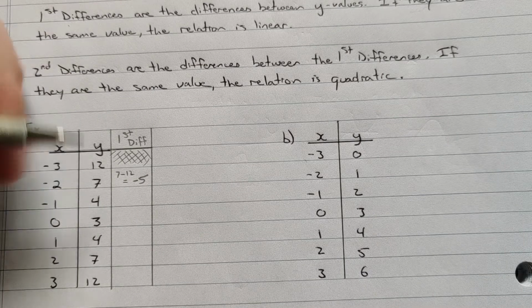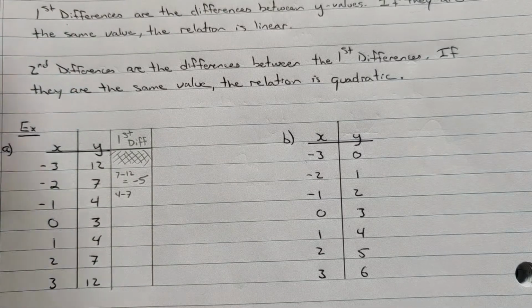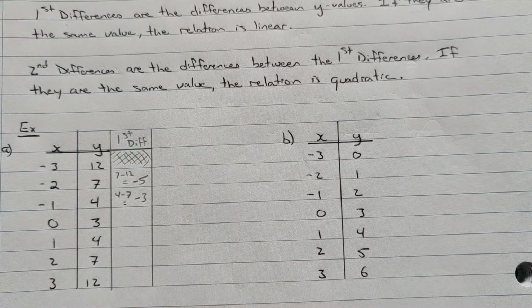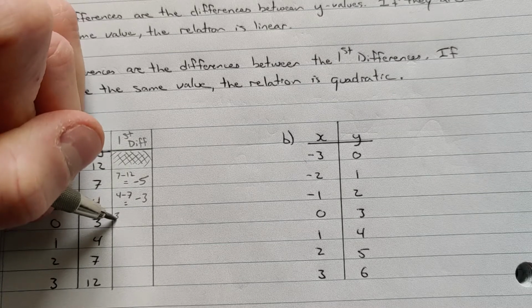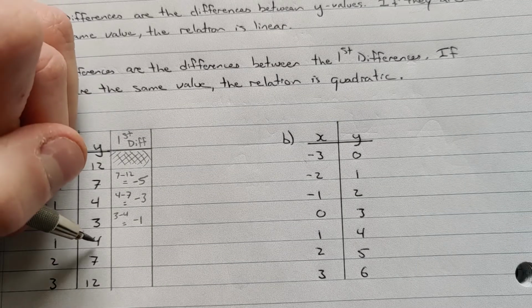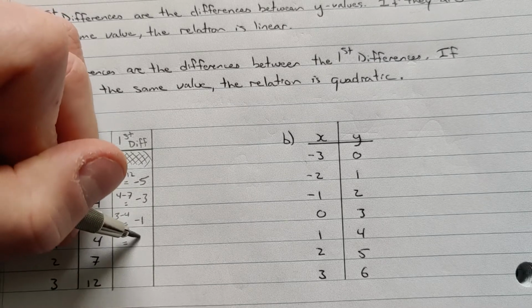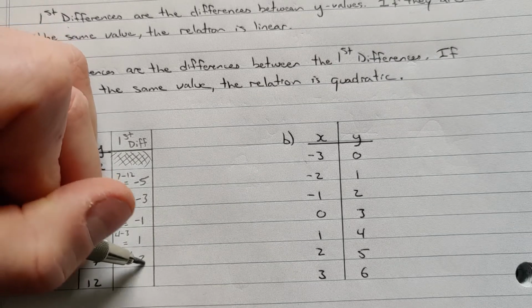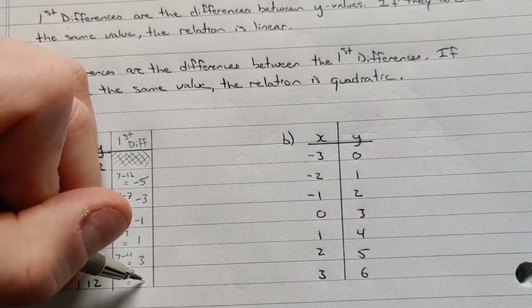So 4 minus 7. So you're always subtracting the previous y value. 4 minus 7, that's going to equal -3. And if we do this one more time, 3 minus 4 is going to equal -1. And now we're doing 4 minus 3 to get 1. 7 minus 4 gets us 3. And 12 minus 7 is going to get us 5.